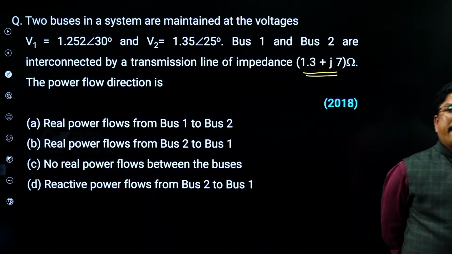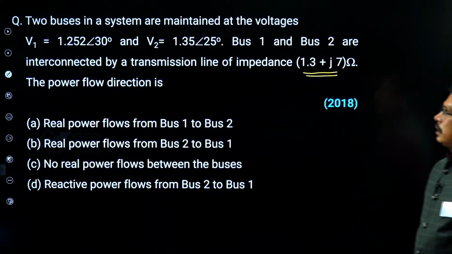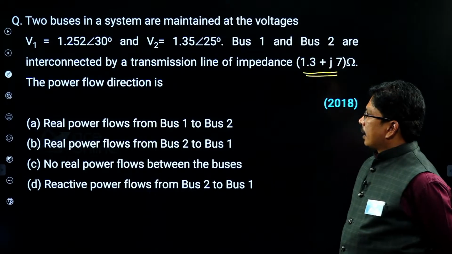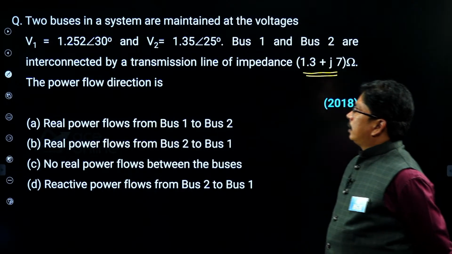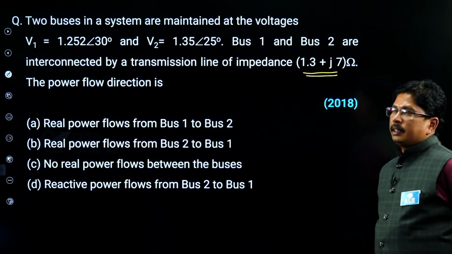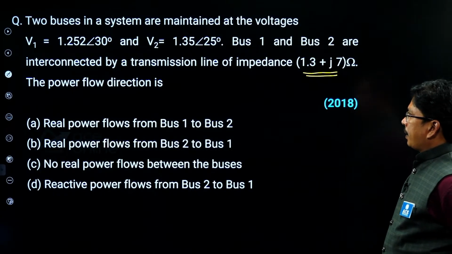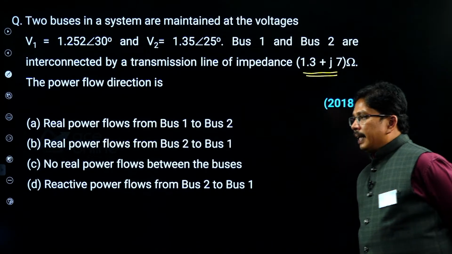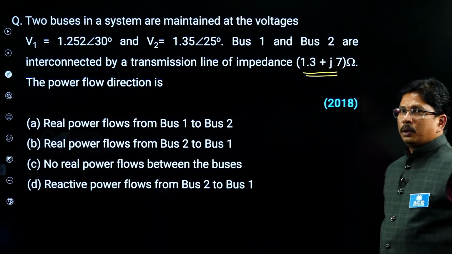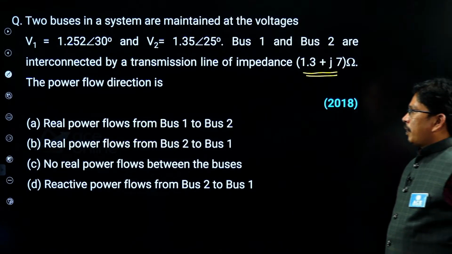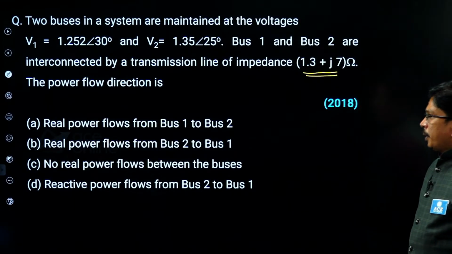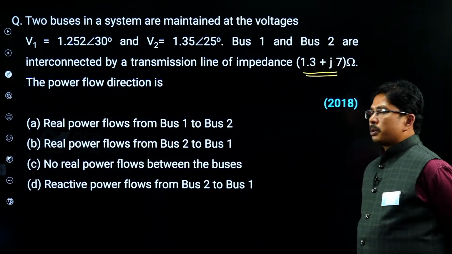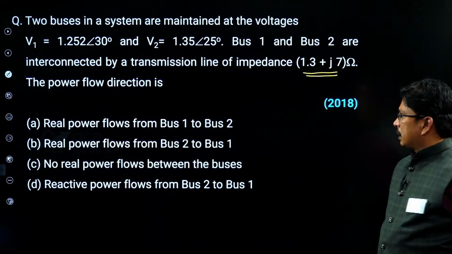Two buses are connected. Bus 1 voltage is 1.25 at an angle of 30 and bus 2 voltage is 1.35 at an angle of 25. The power flow direction: Option A is given, real power flows from bus 1 to bus 2. Real power flows from bus 2 to bus 1. No real power flow between the buses. Reactive power flows from bus 2 to bus 1.